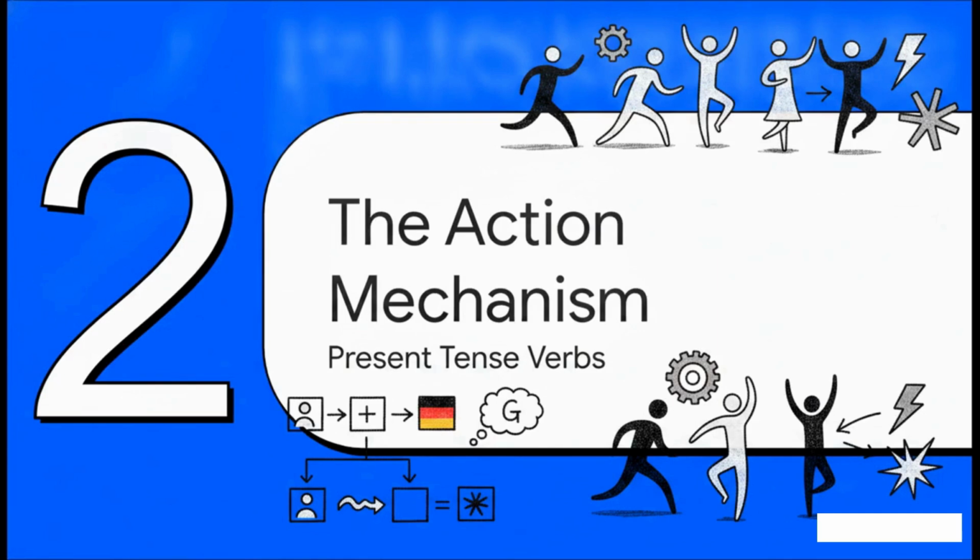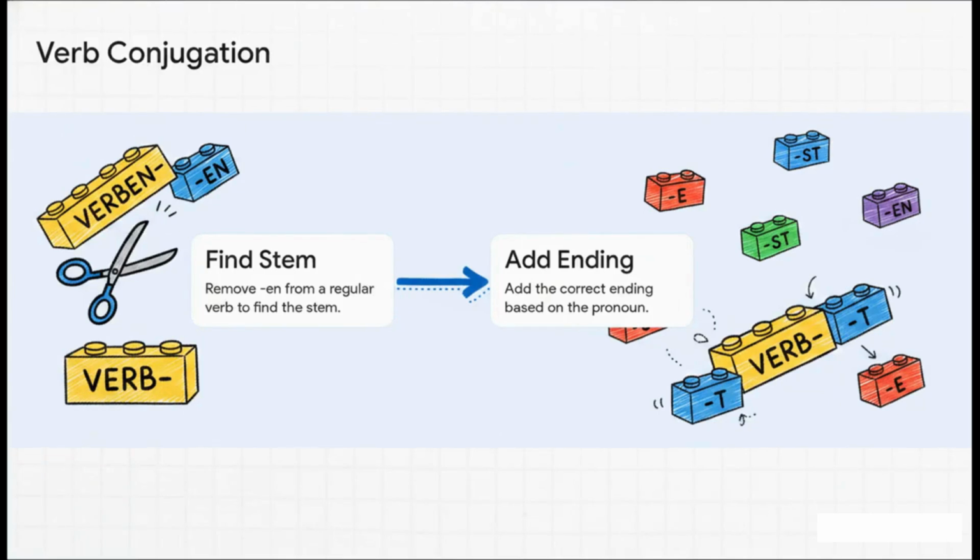Moving on to step 2, the action mechanism, present tense verbs. Now, having actors is great, but obviously they need to actually do things. In German, giving them action relies on an incredibly satisfying, simple formula. This brilliantly illustrates how it isn't about memorizing total chaos, it's just a visual 2-step manufacturing procedure. Step 1, take a regular German verb, which almost always ends in n, and just slice off that n to find what we call the stem. Step 2, add the correct ending based on which actor is performing the action. It's literally exactly like snapping Lego blocks together.